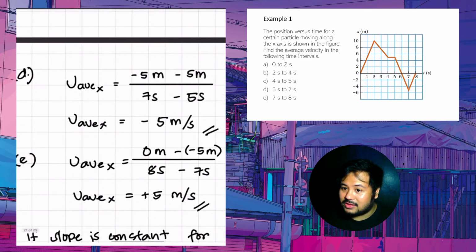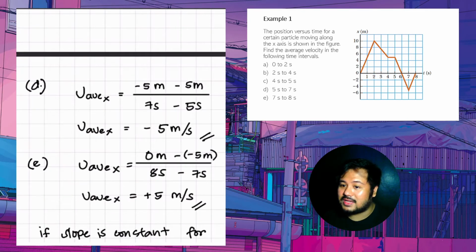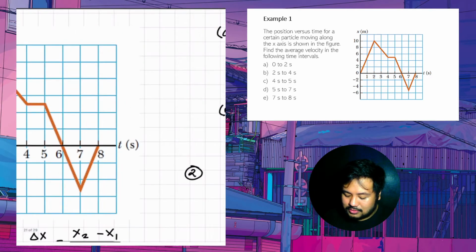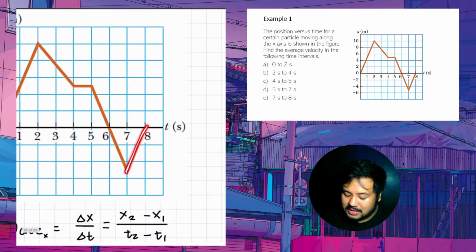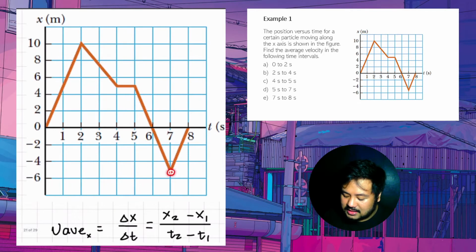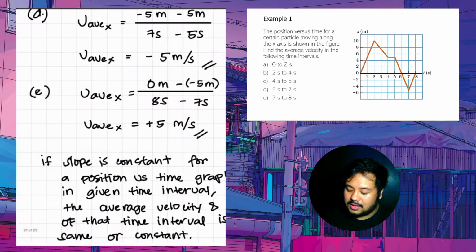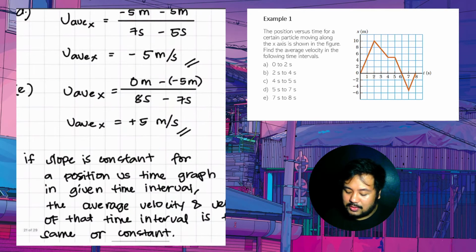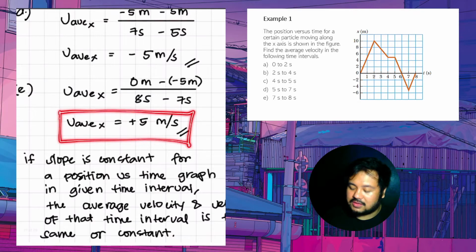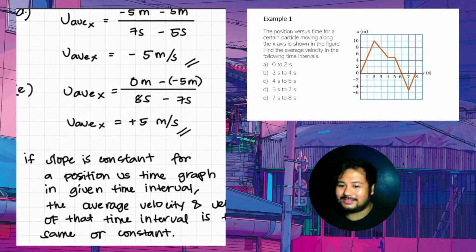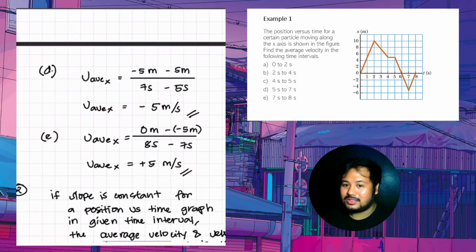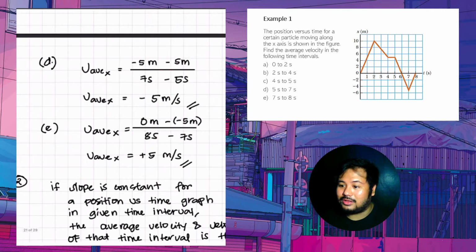And lastly, letter E, the average velocity from 7 seconds to 8 seconds. By inspection again, it should be positive. It is coming from -5 as x1 and then x2 is 0. So x2 minus x1 is 0 minus -5 over 8 seconds minus 7 seconds. We have an average velocity of positive 5 meters per second. Okay? So that's for our example number 1.